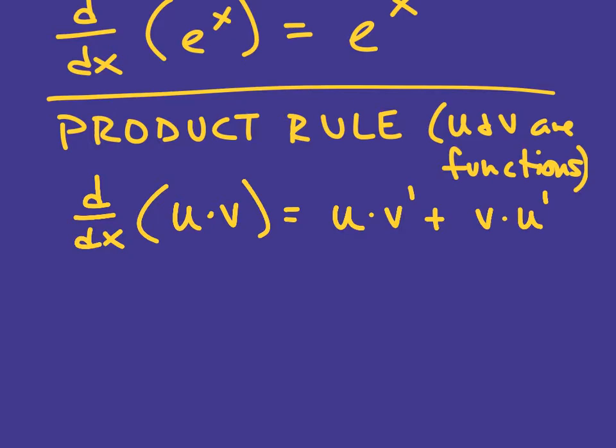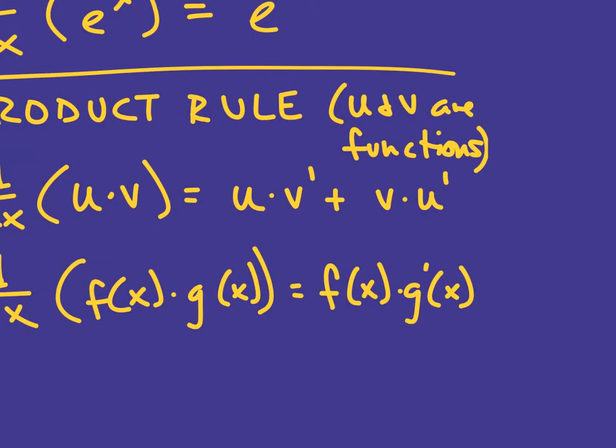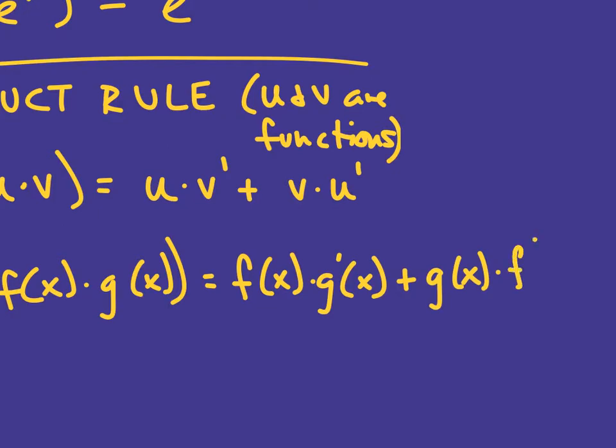Okay, now I could do this in function notation as well. And I could say f of x times g of x. And that's simply just going to give me f of x times g prime of x plus g of x times f prime of x.